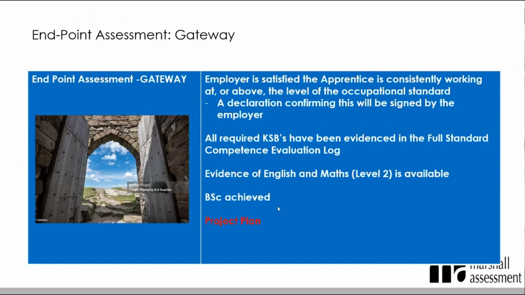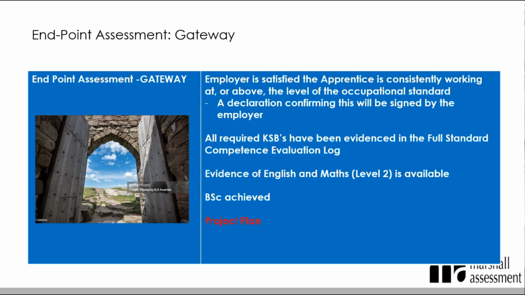And then at Gateway, we'll check a series of things, but we're primarily interested in the knowledge, skills and behaviours. Have MMU and yourselves worked in partnership to make sure all of those knowledge, skills and behaviours are signed off? Have they got the right level of English and maths? And have they achieved their degree? And then the other thing, and the reason why it's in red is I haven't mentioned it so far, is that there's a project plan.